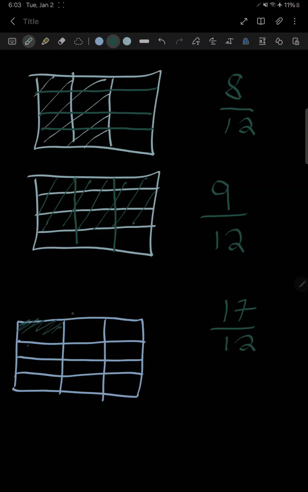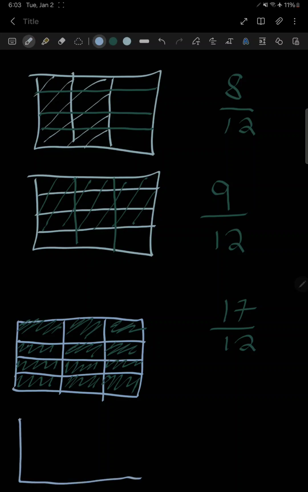So here's 1, 2, 3, 4, 5, 6, 7, 8, 9, 10, 11, 12, and you can see that I ran out of boxes, or the little sections, before I got to 17. When that happens, if you're drawing a model, what you have to do is add another box for 12ths again.